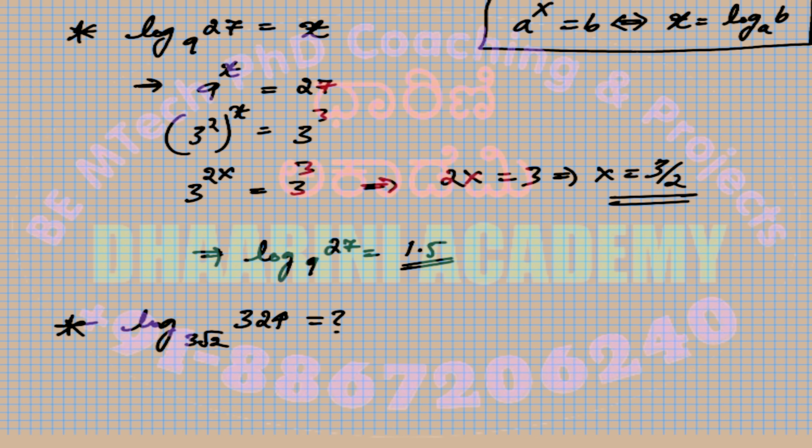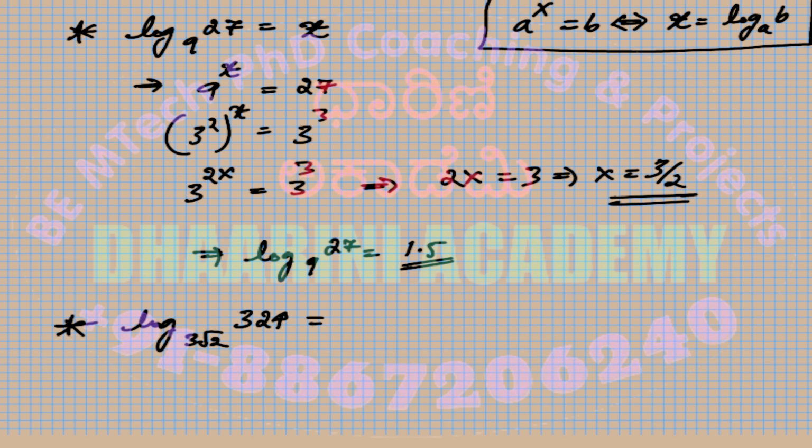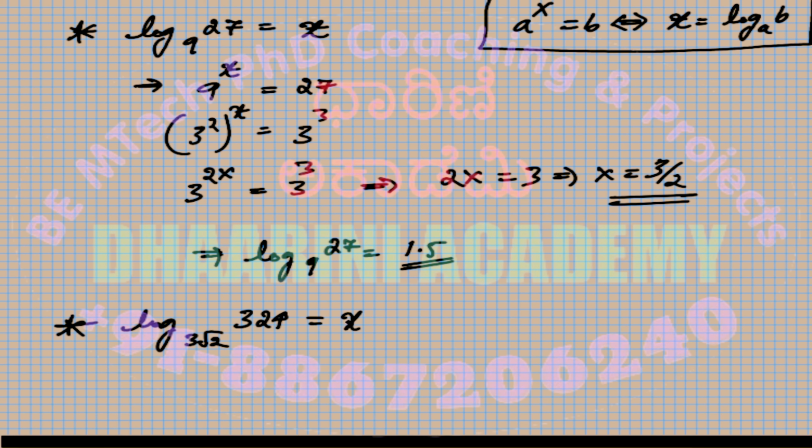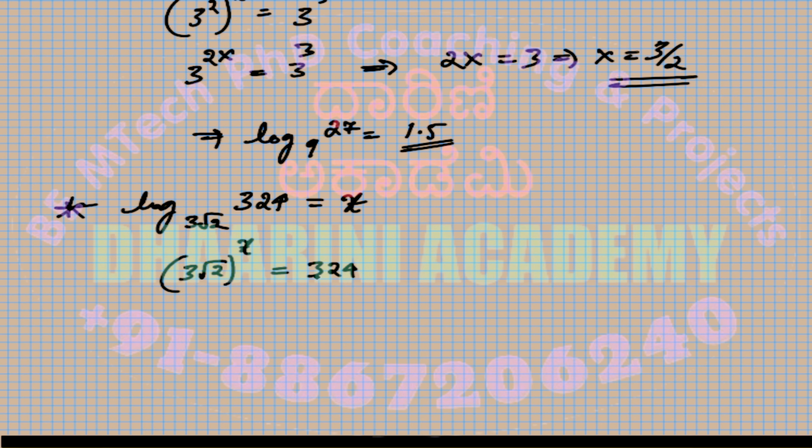As per the rule, I'm going to call this right hand side equal to some x. My intention is to solve for x. So how can I convert this? This means I have to write a to the x. 3 root 2 raised to the power x should be equal to 324. So this gives you one idea that I have to factorize in terms of 3 and root 2. If root 2 is not possible, you can do it in terms of 2 itself.